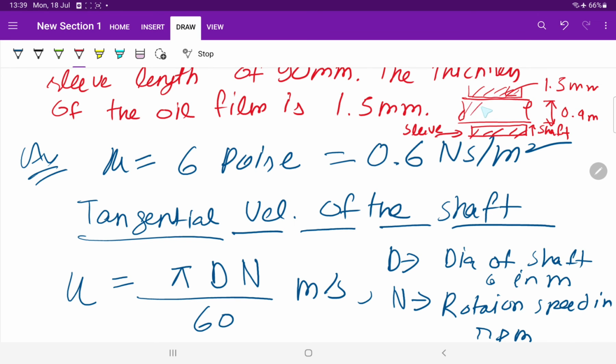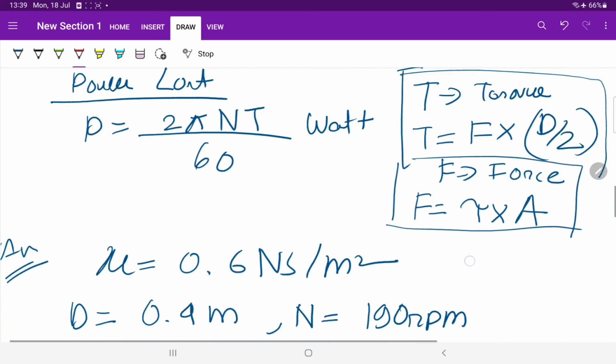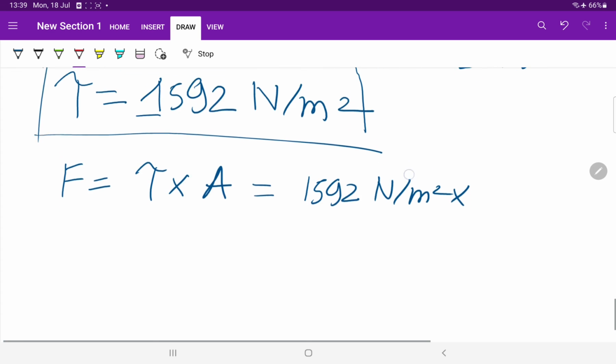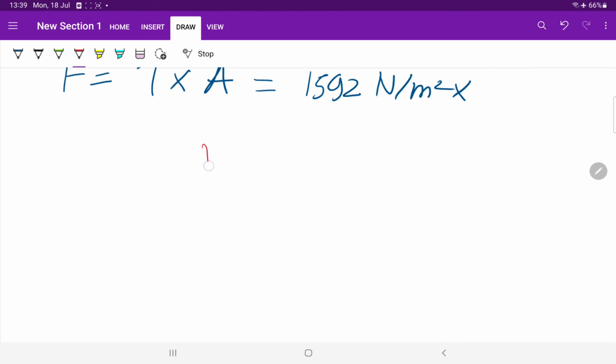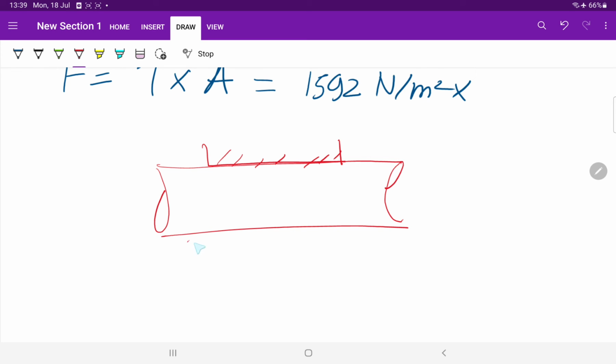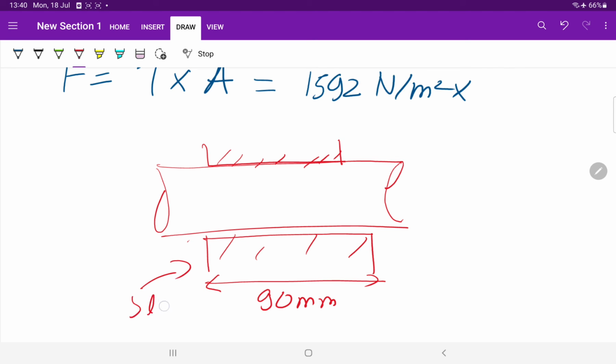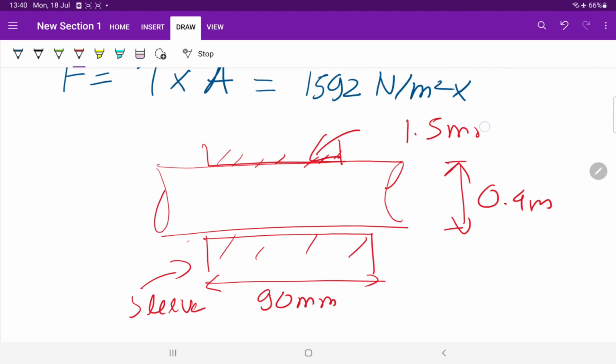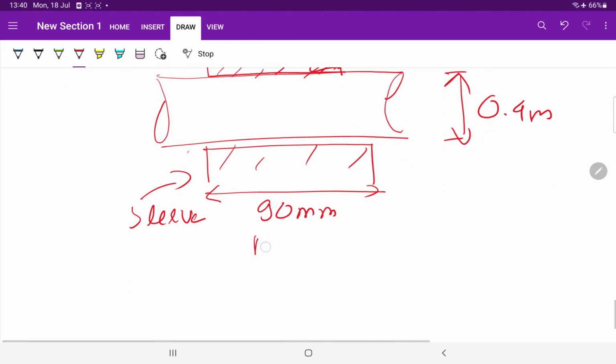So now as you can see, the shaft is cylindrical in shape. I'll just draw it a little bit bigger here, because otherwise it might be confusing, right? So this is the shaft, and this is the shaft dia. Now this is 90 mm. This is the sleeve. Now this is the shaft diameter, 0.4 meter, and this is the thickness of the oil film, 1.5 mm. So this is the diagram, right?